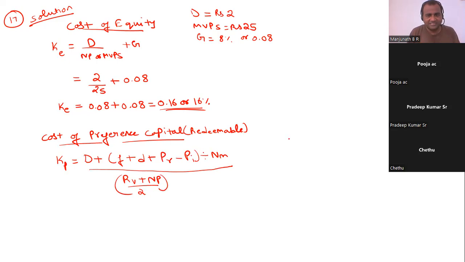Now let us see what all information is given. Can you see the question paper in your hand and tell me the given data? D is equal to 12, 12% of preference share. When they say 12%, 12% of what? Face value. Generally it is 100. So we say 12% of rupees 100 and then we get 12. That is done.